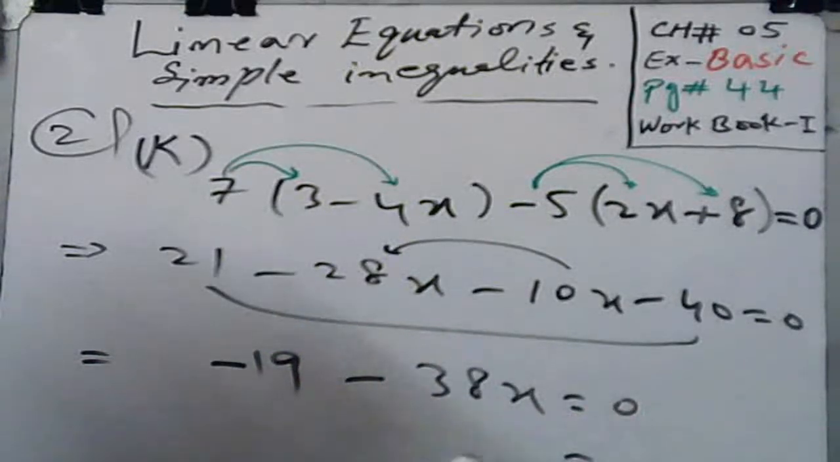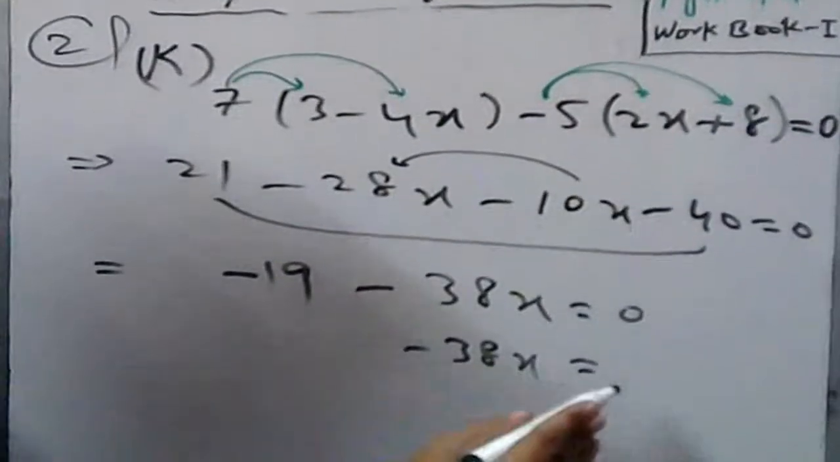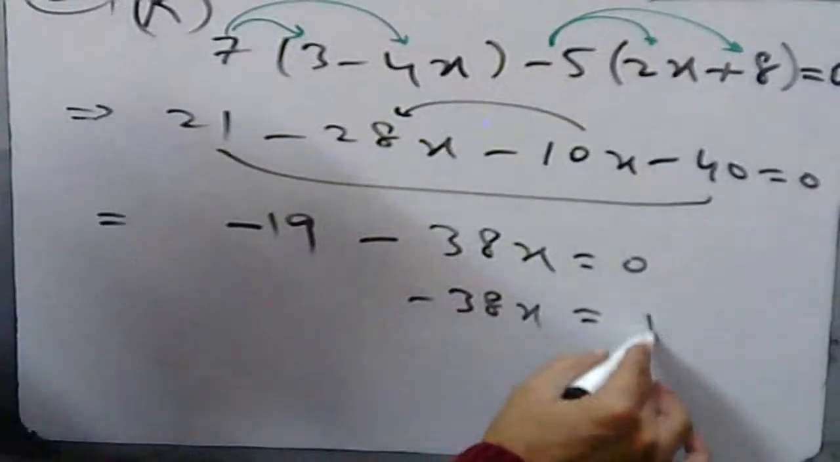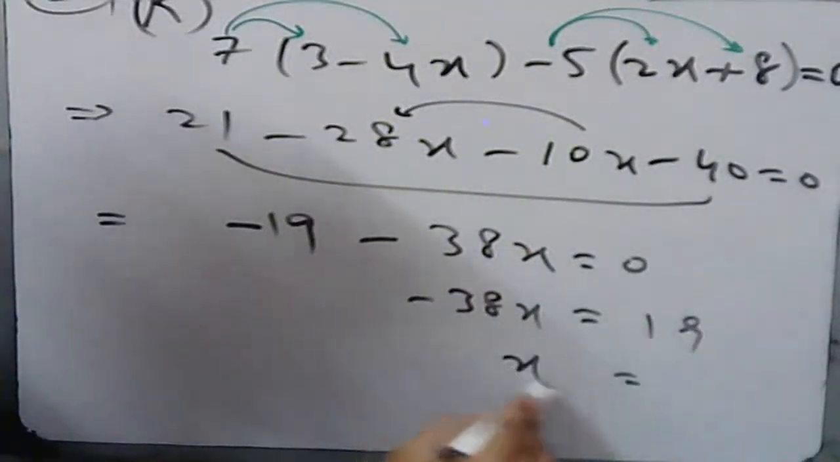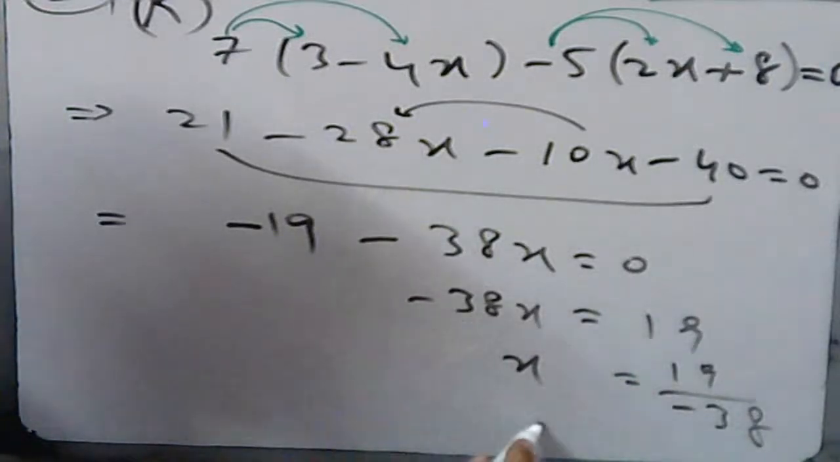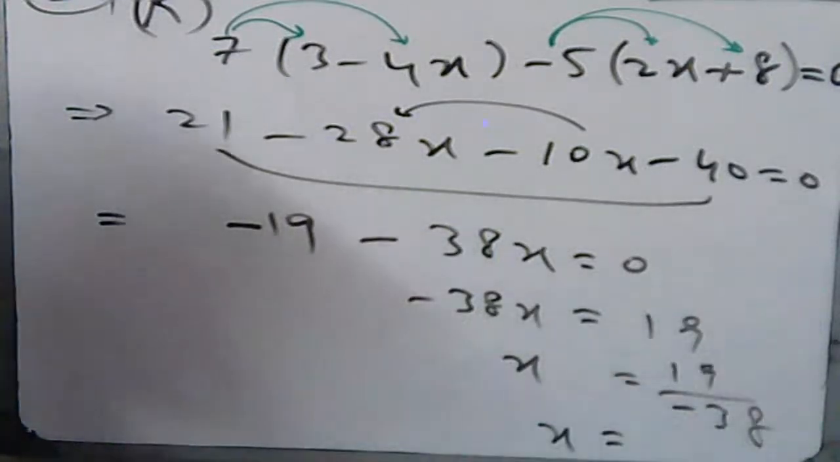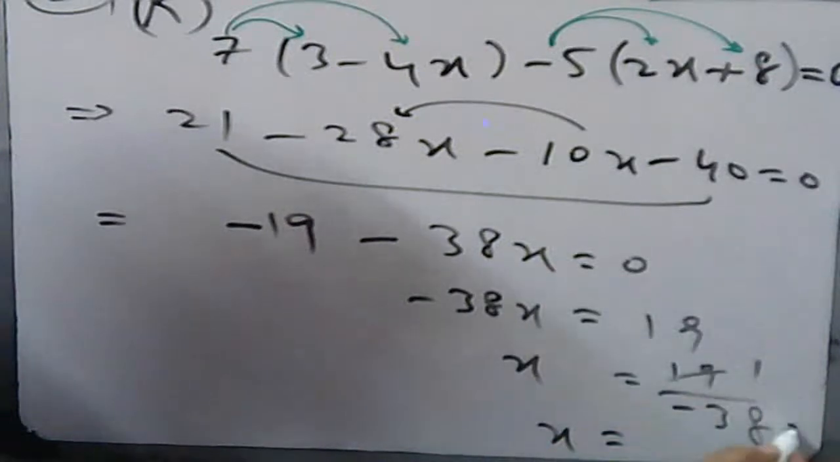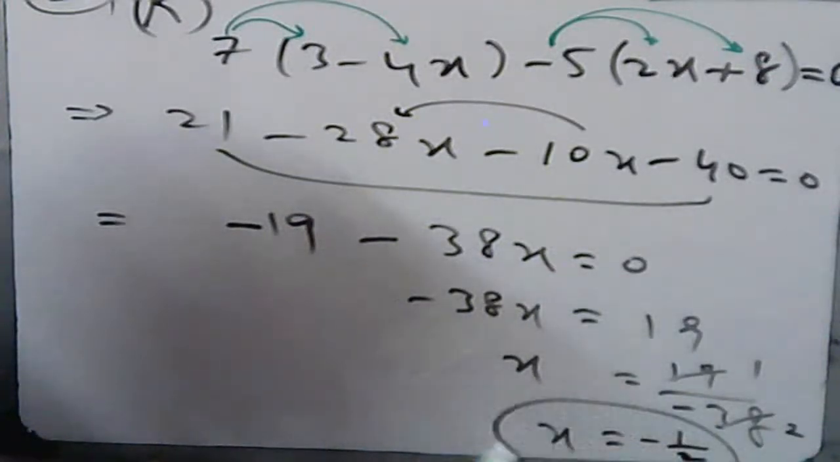You need the value of x, so 38x, so shifted plus 19, constant term should be shifted to one side, so 19 divided by minus 38. So the value of x is 19 divided by 38. You will get, whether it is divisible or not, you will get the result, that is 19 2s are 38, 19 1s are 19, so you will get minus 1 by 2. So that is your required result.